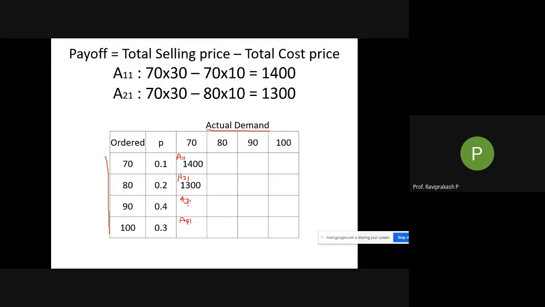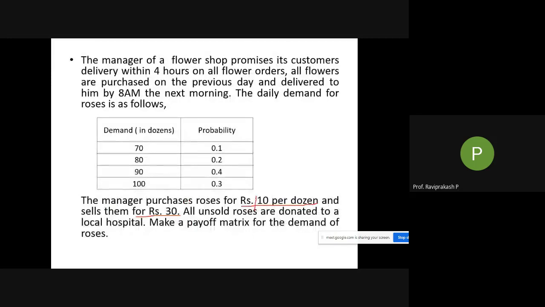So now, how did I calculate this? Here, if you see, 70 is the sales and 70 is the order quantity. So when I order 70, I need to pay the value for 70, right? So what is the ordering value? The cost price is 10 rupees for me and I'm selling at rupees 30, right?